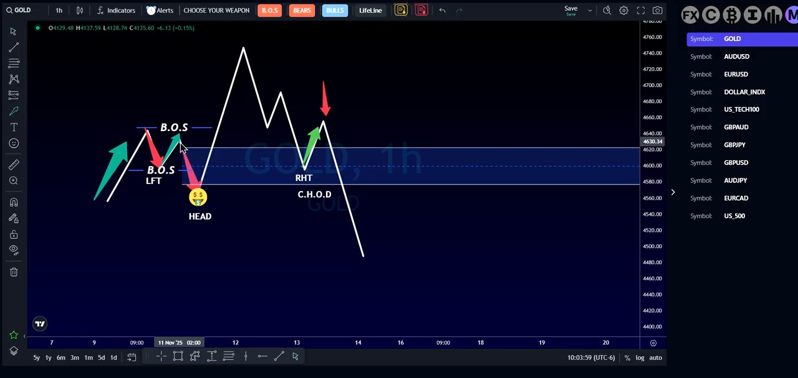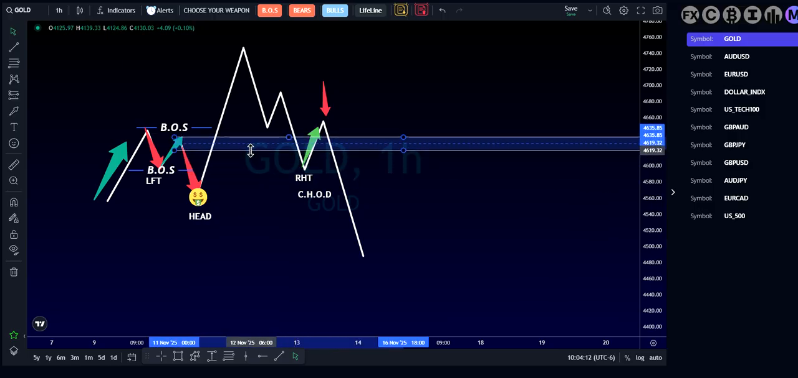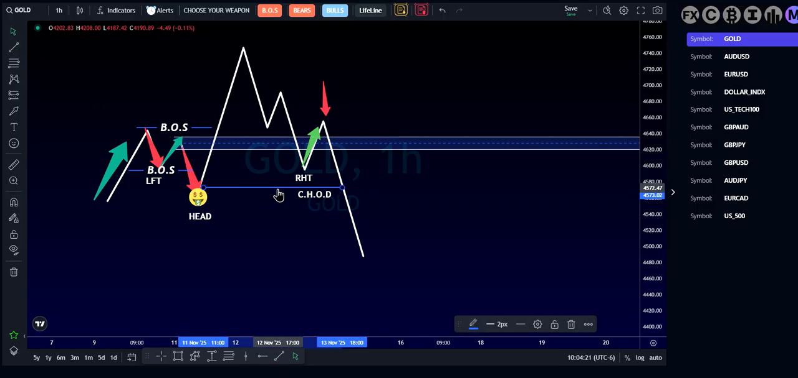Because right here was the last opportunity that the buyers had to push higher. So what we do is move this up and identify what we want to identify next, ladies and gentlemen, which is the last opportunity that the buyers had before breaking structure here. Now, yes, we know this is the starting point, the change of direction area.